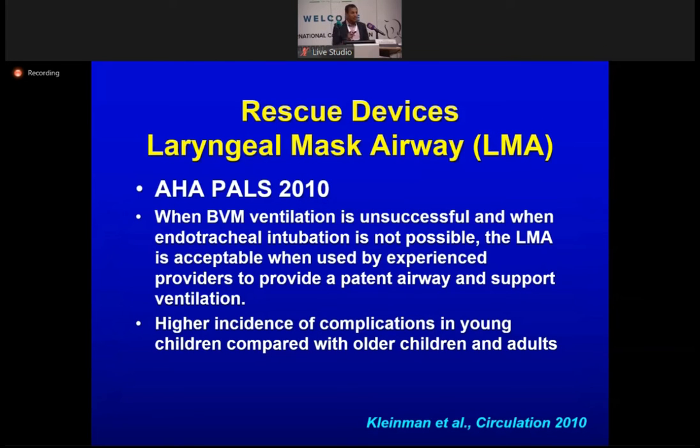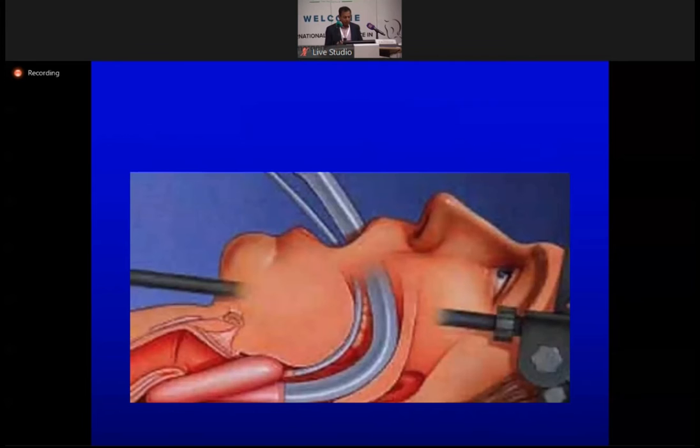One thing that hasn't been discussed so far too much is the use of laryngeal mask airways. So why do we need laryngeal mask airways? So the guidance is that when bag valve ventilation is unsuccessful and when ET tube is not possible for whatever reason, the LMA is the sort of airway rescue modality of choice. Not cricothyrotomy directly, but LMA. So this is what it looks like.